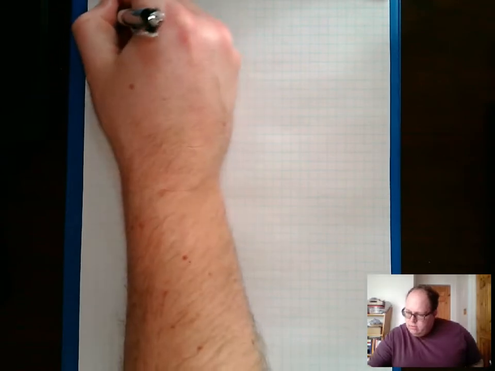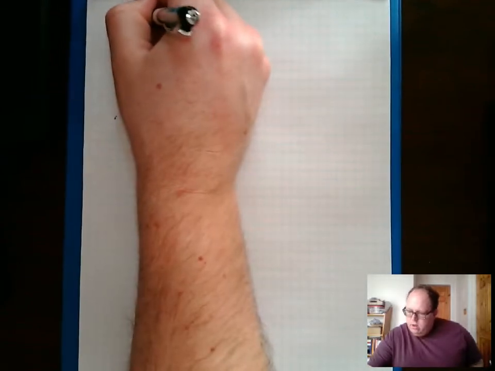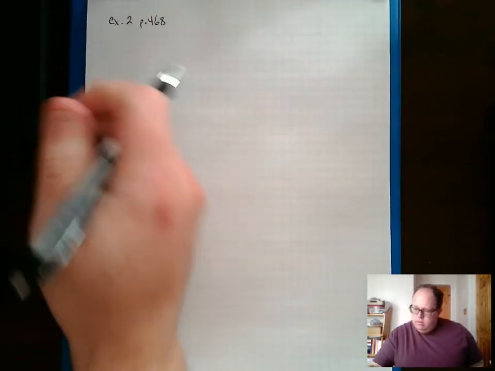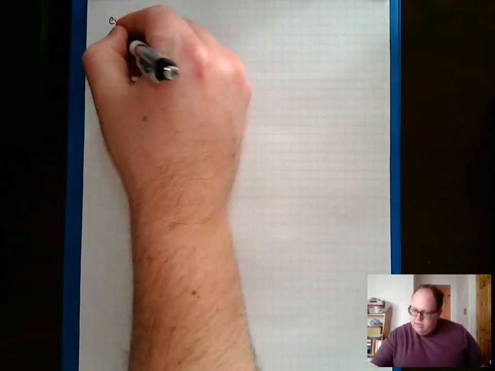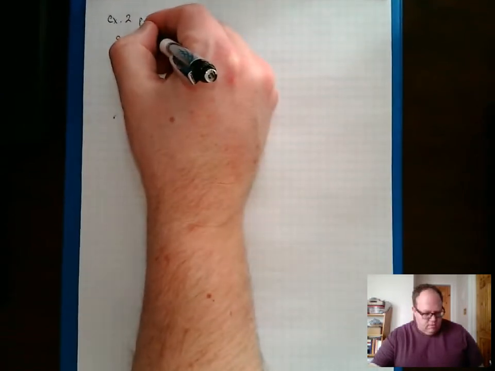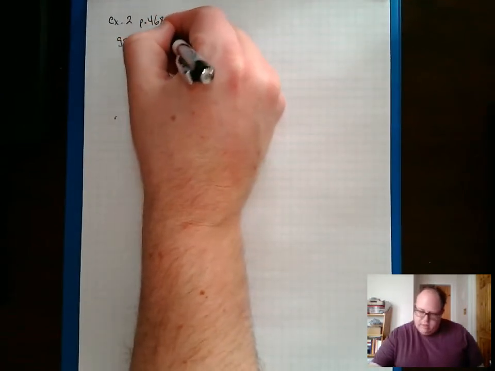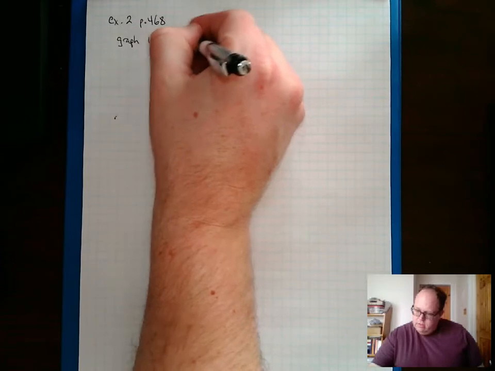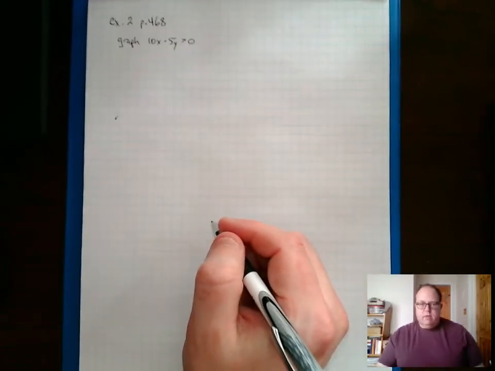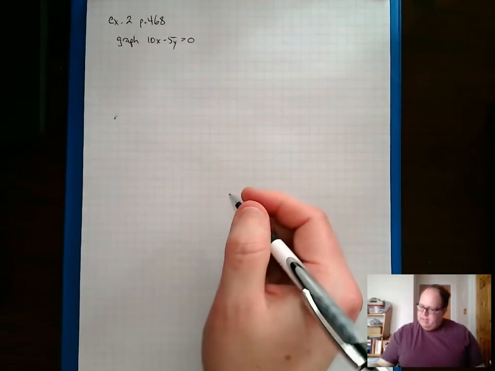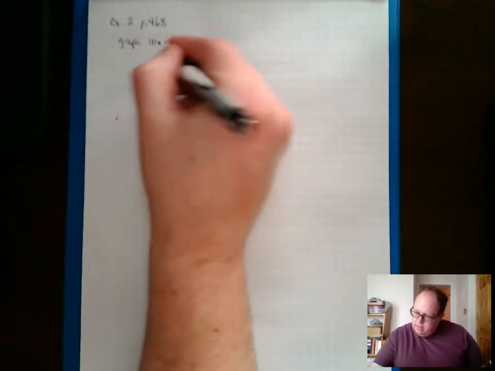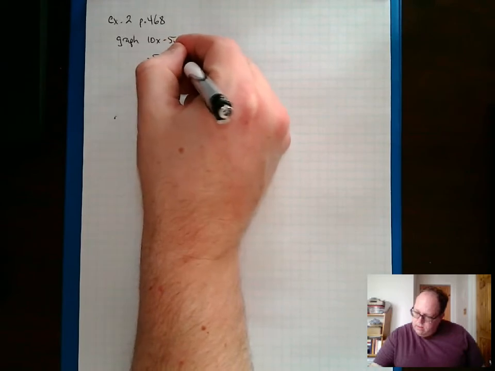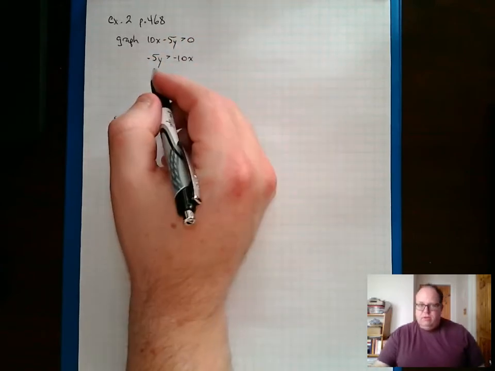This is example 2 of page 468. We are being asked to graph 10x minus 5y is greater than 0. So once again, I'll rearrange that to get y by itself. I will subtract 10x from each side. And then I will divide by negative 5.